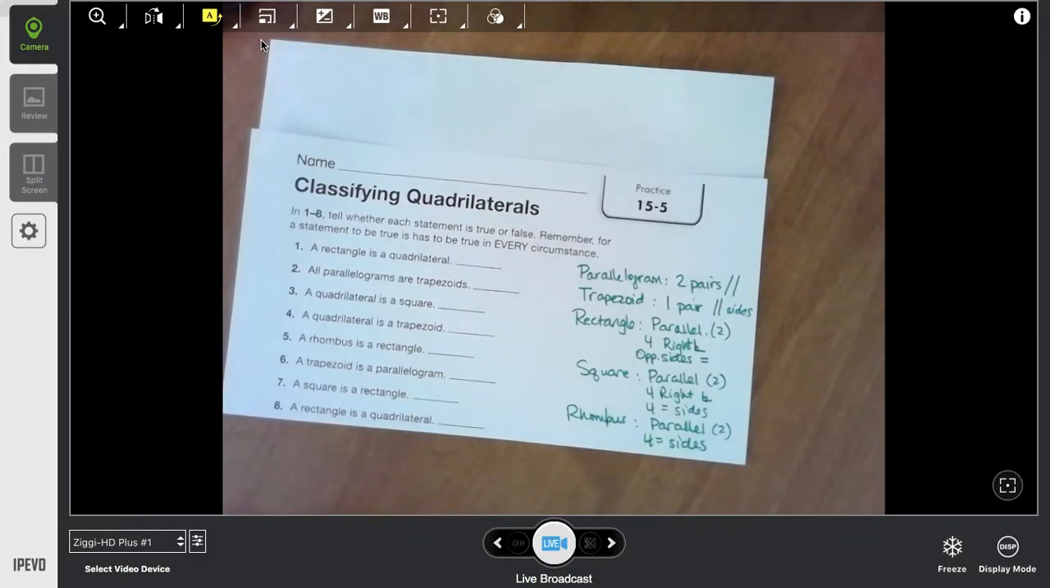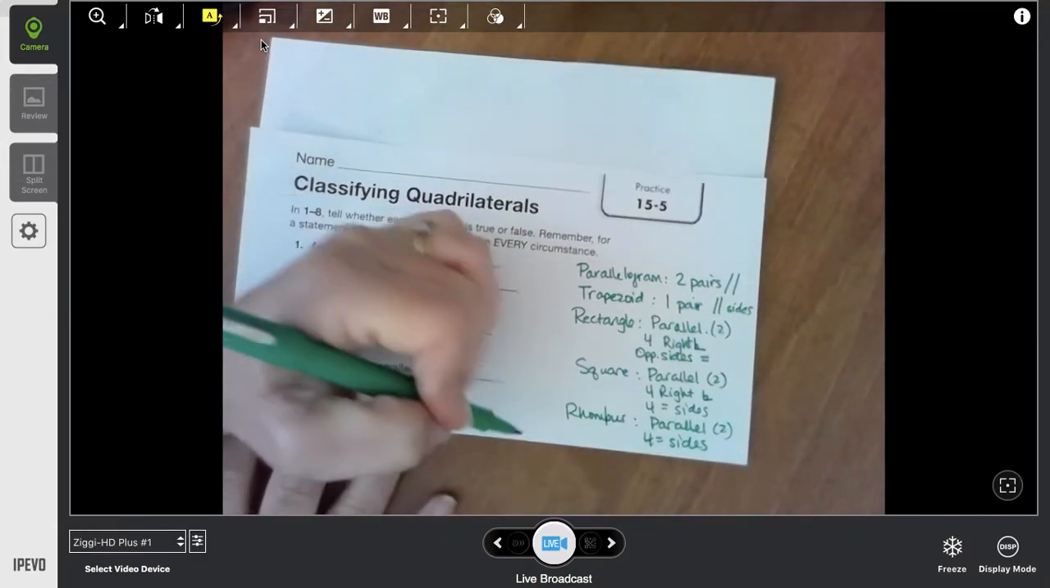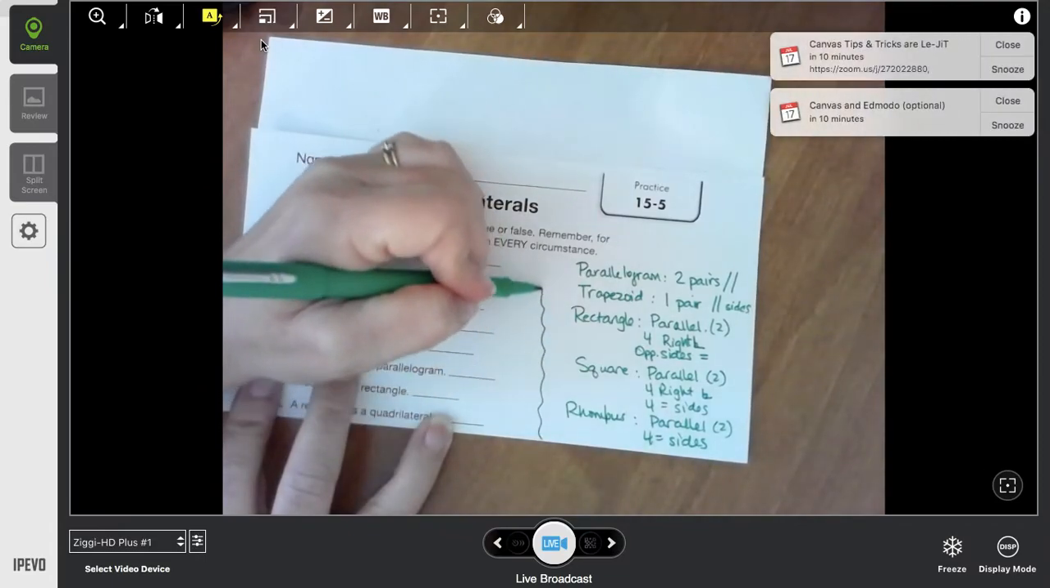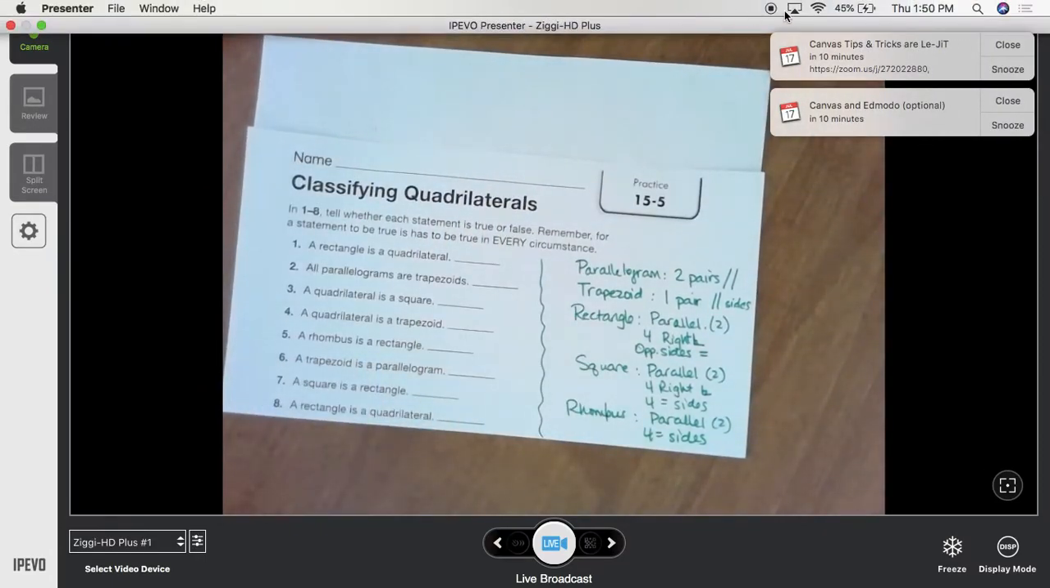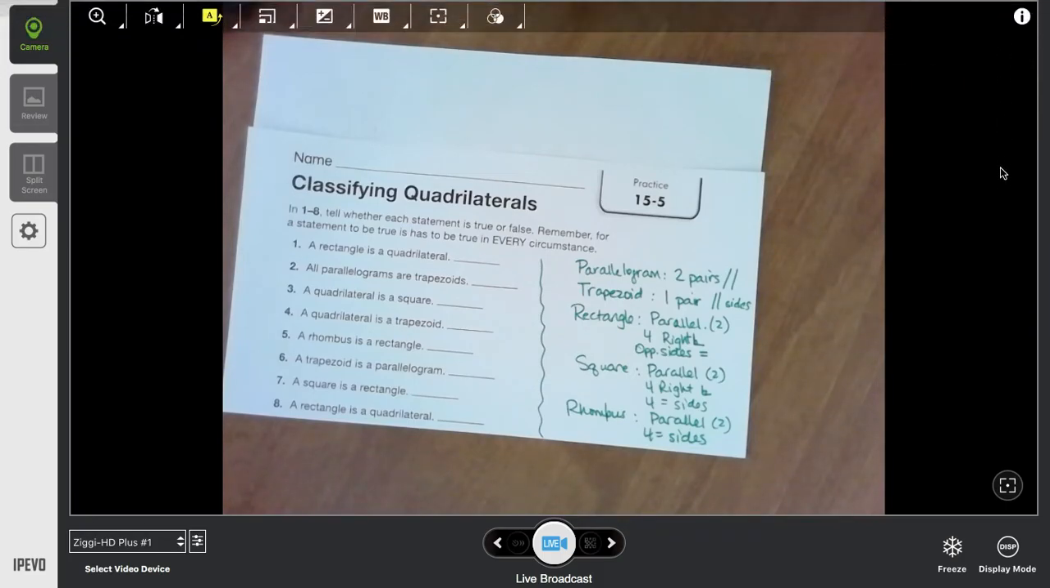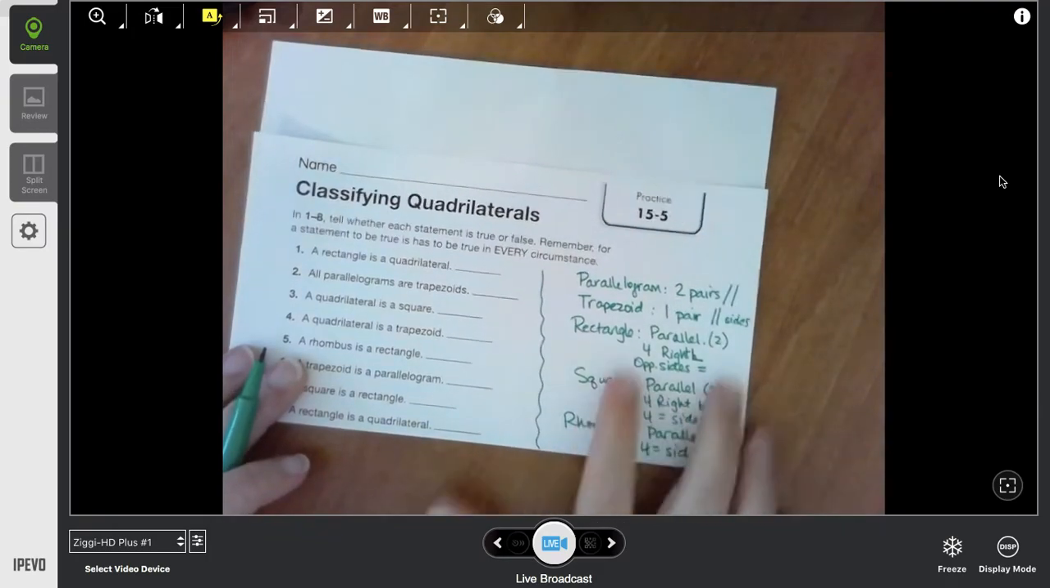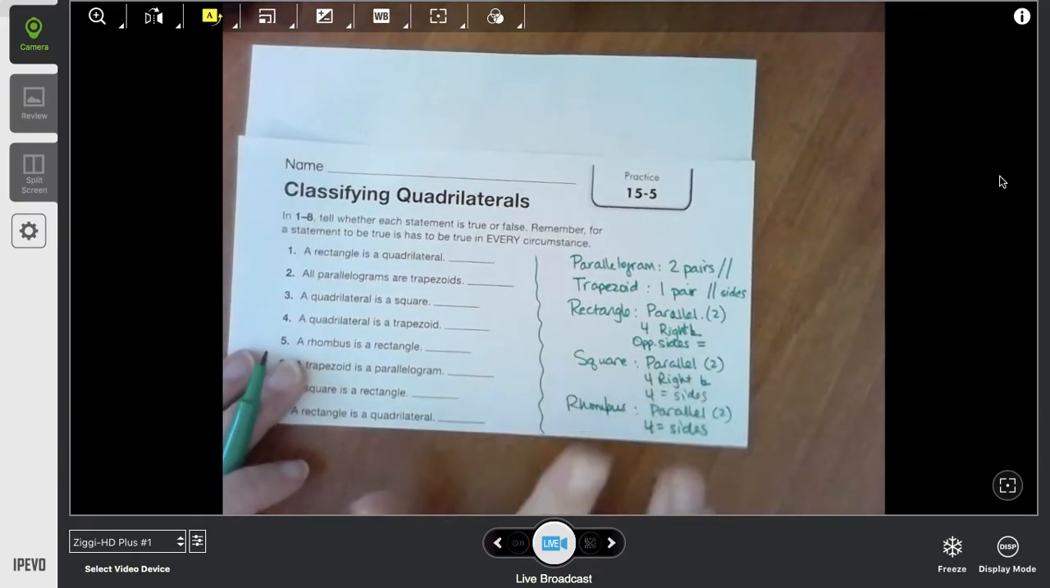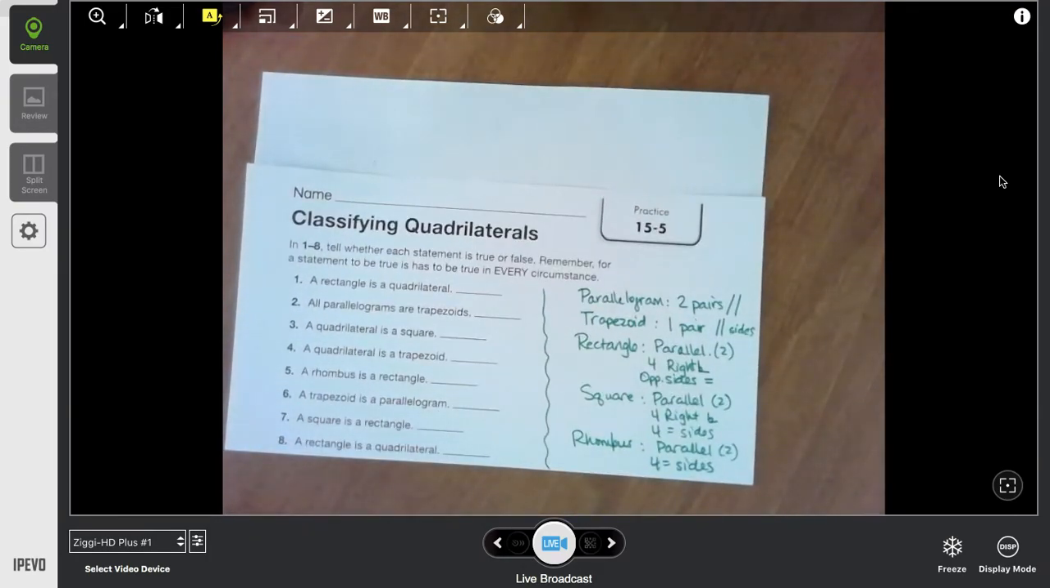So we're going to look at these statements and you're going to determine whether each is true or false, or something else that you can use for each one of them. So let's take a peek. I wrote this on the side just as a reminder of the properties of each one of these shapes so we can look at them. All right, let's take a look at this first one.